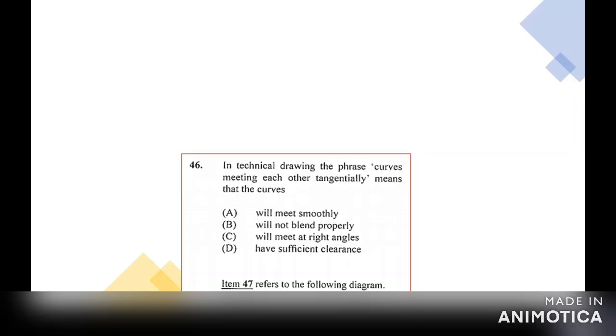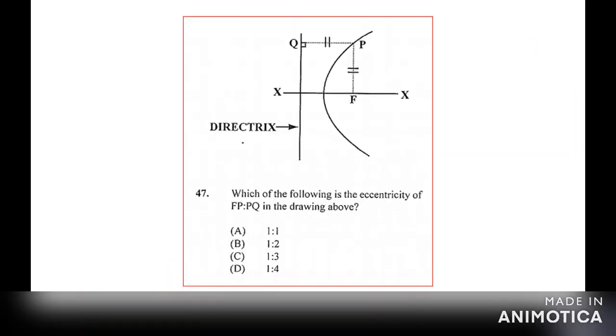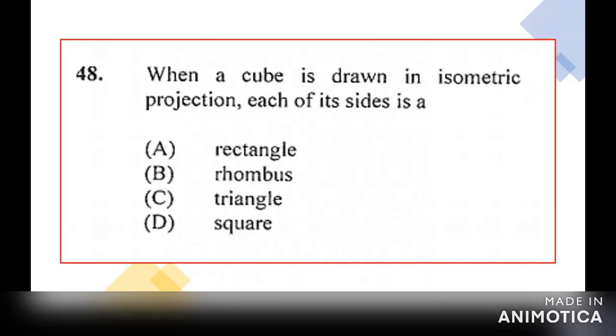46, in technical drawing, the phrase curves meeting each other tangentially means that curves will meet smoothly. Okay, so that would be A. 47, which of the following is the eccentricity of FP to the ratio of PQ in the drawing above? If you see FP and PQ, they are the same length based on the two strokes. So the answer would be 1 to 1. So that would be A.